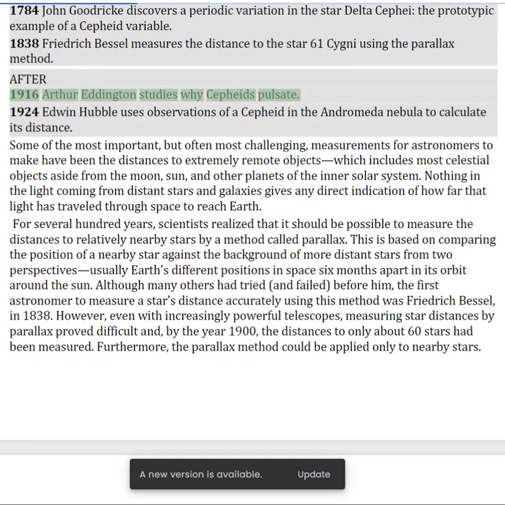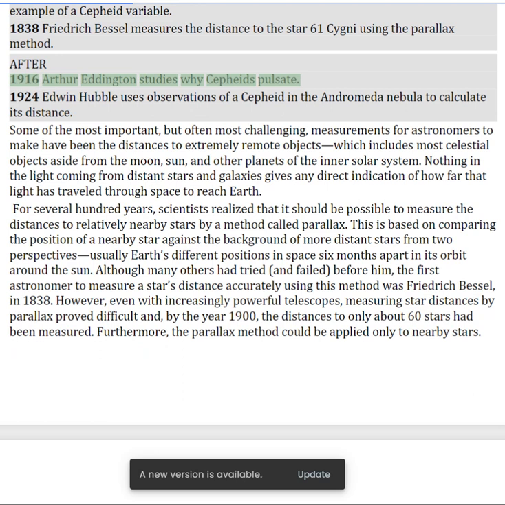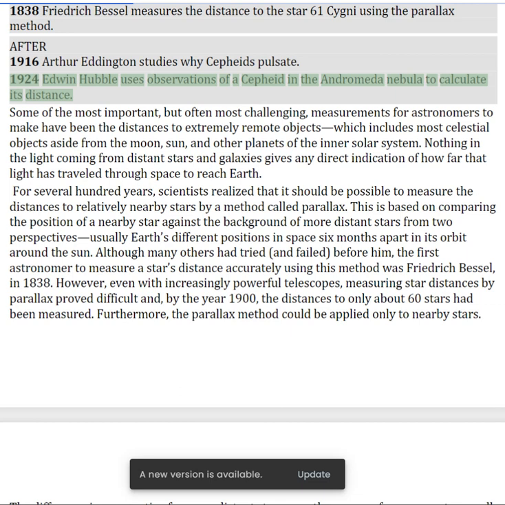After 1916: Arthur Eddington studies why Cepheids pulsate. 1924: Edwin Hubble uses observations of a Cepheid in the Andromeda Nebula to calculate its distance.